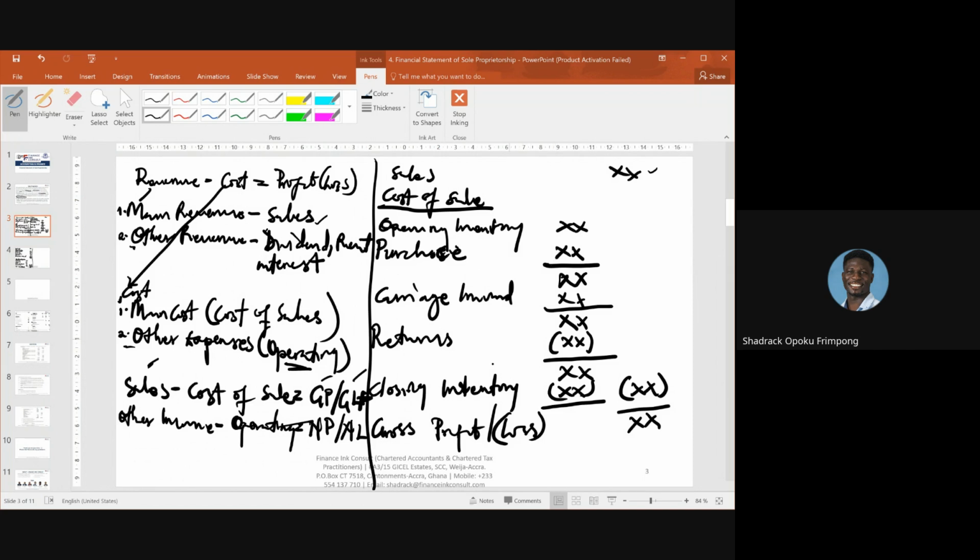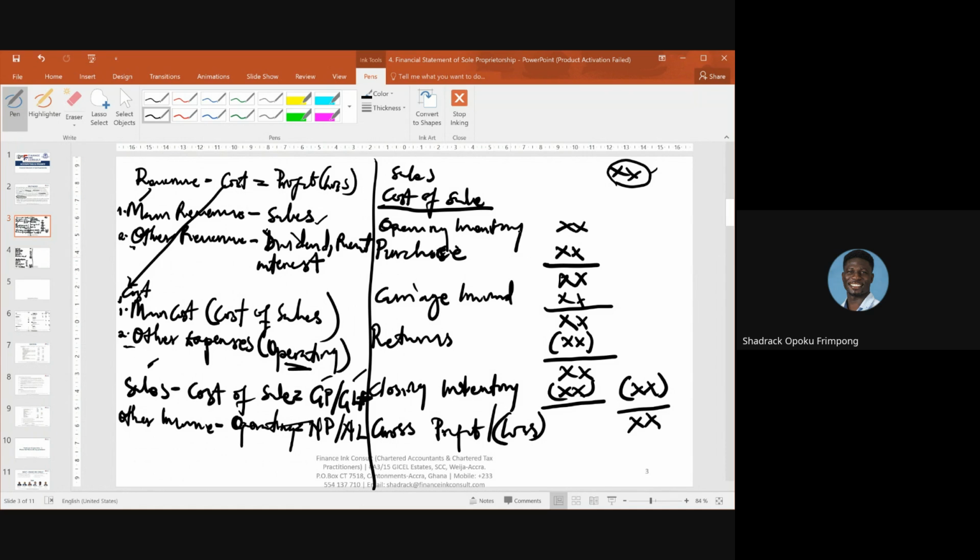Then at the end of the period, it is possible that we may have not sold everything, right? So we want to deduct the cost of the inventory left so that we will be able to determine the cost of the goods that has been sold to generate this sales revenue. Do you get it? Because the goods has not been sold, it's probably part of what we purchased.